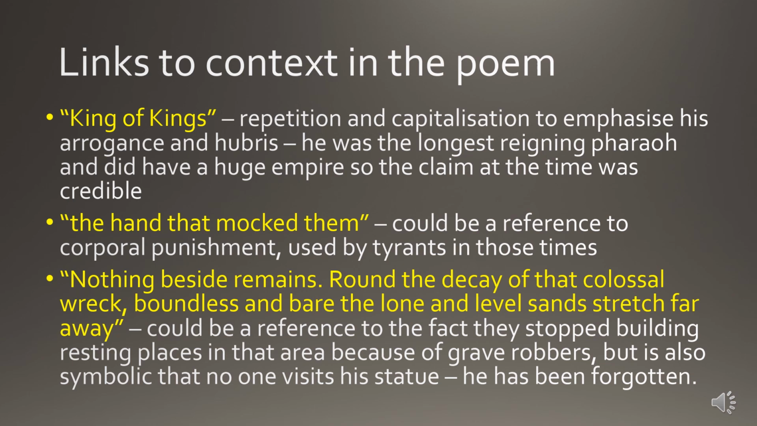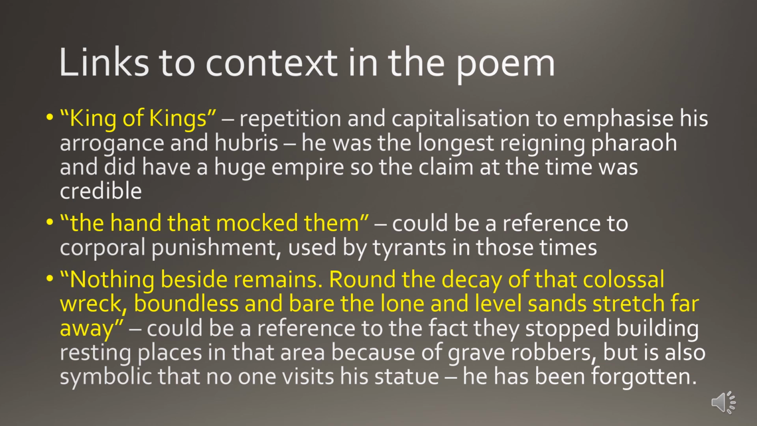Now let's try and link some of this contextual knowledge to the key quotes in the poem. First of all, the quote is King of Kings. Here we have repetition of king and also capitalization of the letter K to emphasize the character's arrogance and hubris. He was the longest reigning pharaoh and he did have a huge empire, so at the time the claim would have been credible. But as we've said earlier in the video, this is ironic given his current legacy and current reputation.